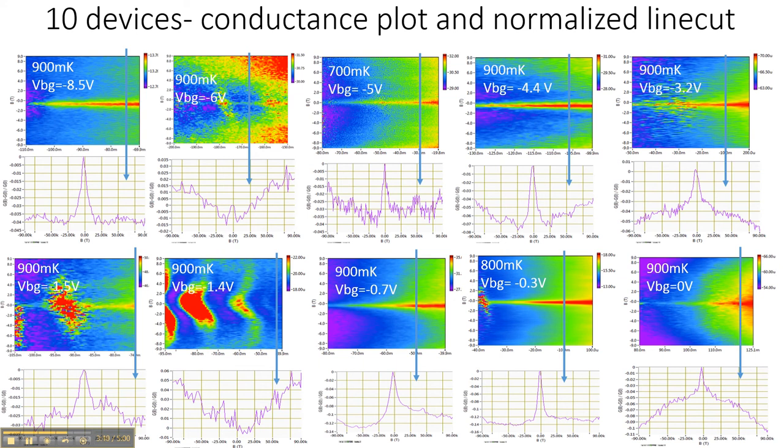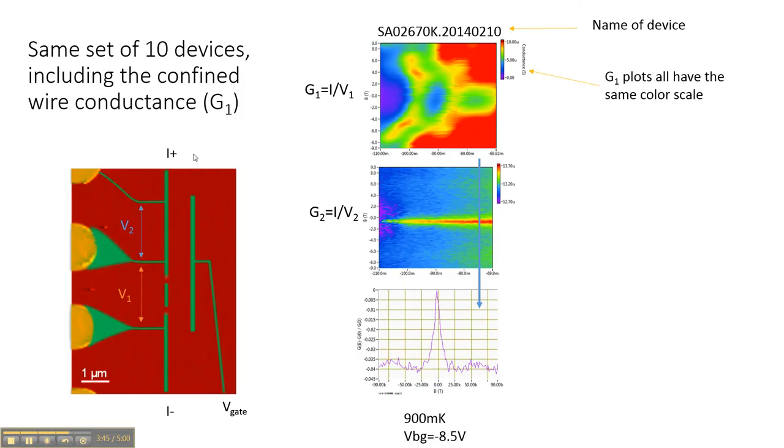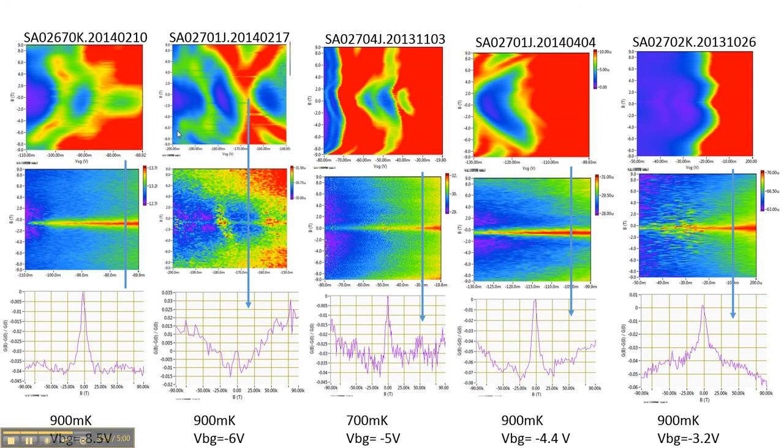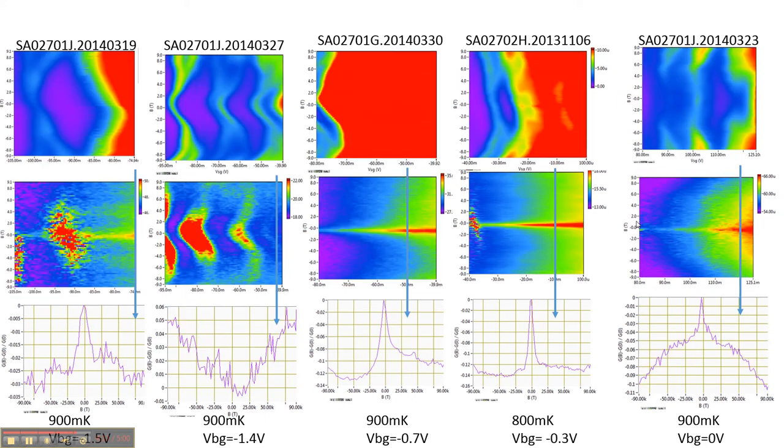The last couple slides are these same 10 devices, but including the conductance plot of this confined wire structure, so you can see where you are in this side gate map, like how conducting it is. All these confined wire structure plots are plotted on the same color scale, so you can compare. For example, here you see that this one is much more insulating in this region, so you have all this noise.